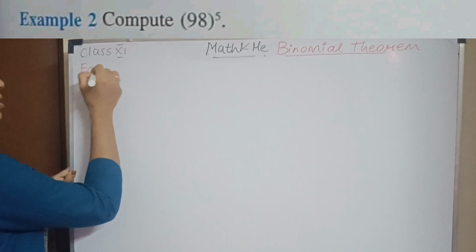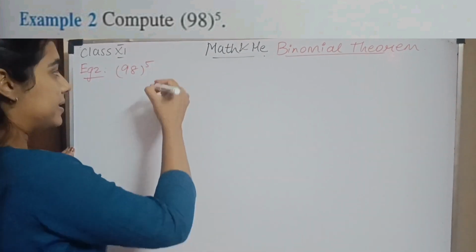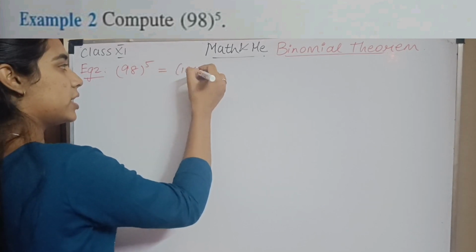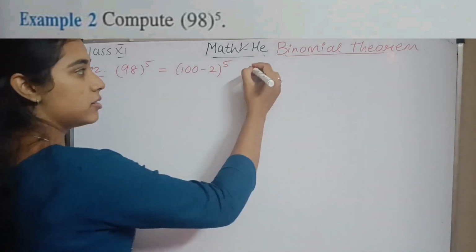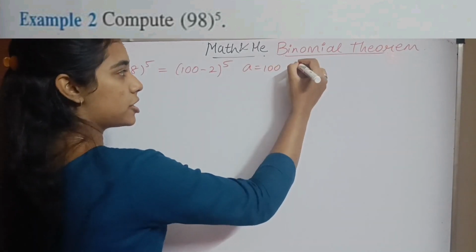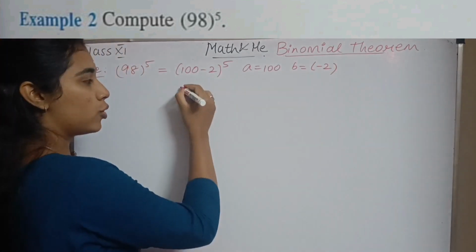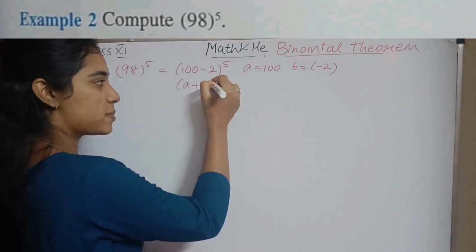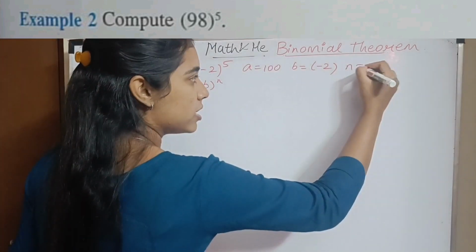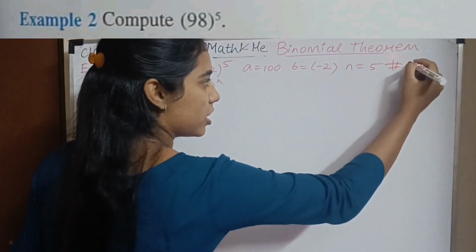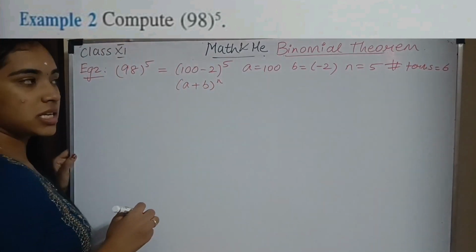Example 2, 98 to the power 5. 98 can be written as 100 minus 2 the whole power 5. So what is my A? My A is 100. What is my B? It is minus 2. You only know the formula of A plus B the whole power n. So your B is minus 2, your n is 5, so your number of terms is 6. So you need to get 6 terms in total.